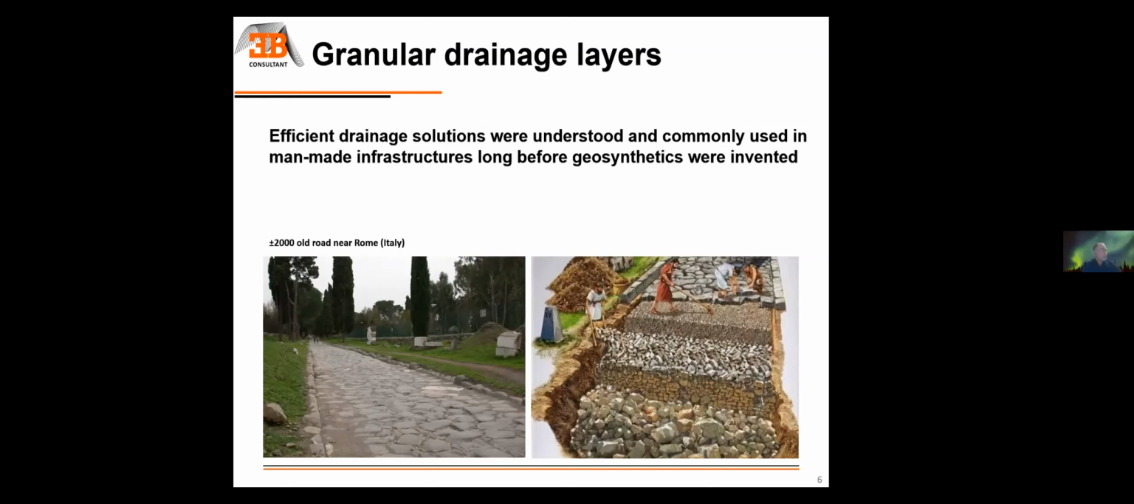So on the left side here, this 2,000-year-old road, which is near Rome in Italy, is still usable today. Of course, it's not asphaltic material, it's stone. I don't want to be part of the slave team who installed this road, but yeah, it's been there for 2,000 years and going, thanks to an excellent drainage and probably a little bit of overdesign on the structural side as well.